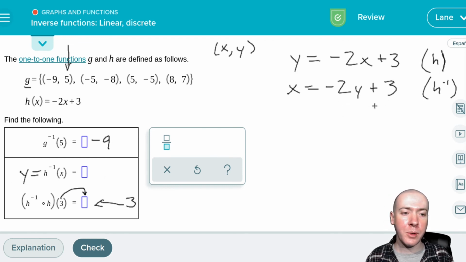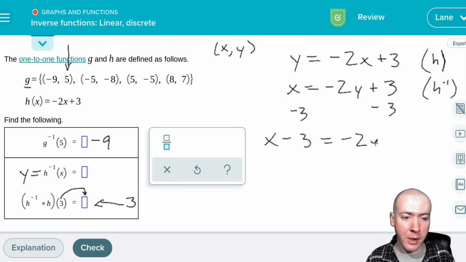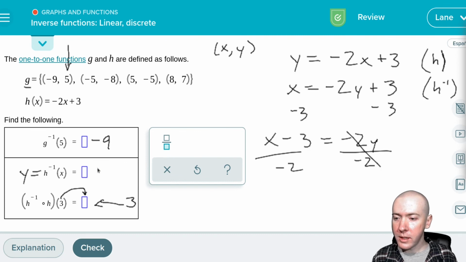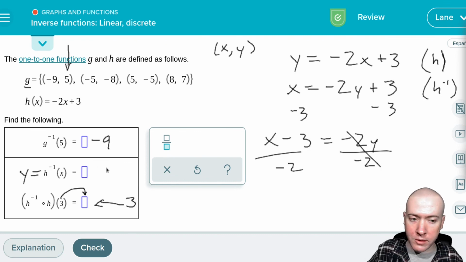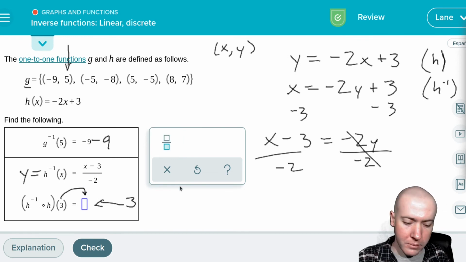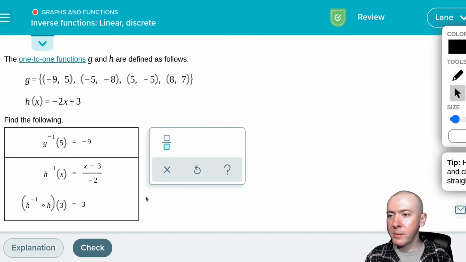So we should subtract 3 from both sides. x minus 3 is on the left, negative 2y is on the right. Now we can divide by negative 2 to get the y by itself. So (x minus 3) over negative 2 is the h inverse of x. So let's put that answer in. Okay, and we'll check to make sure that that's correct.